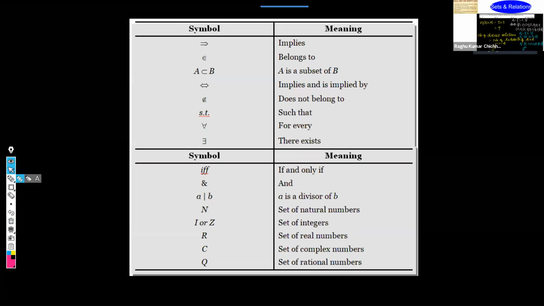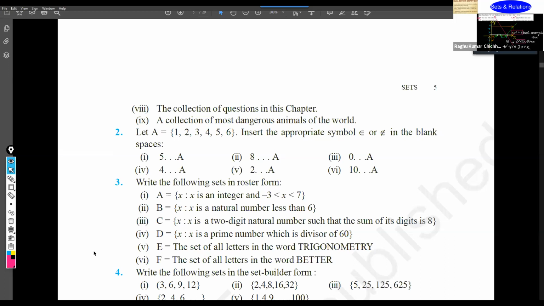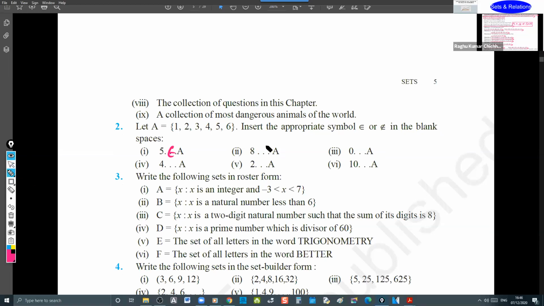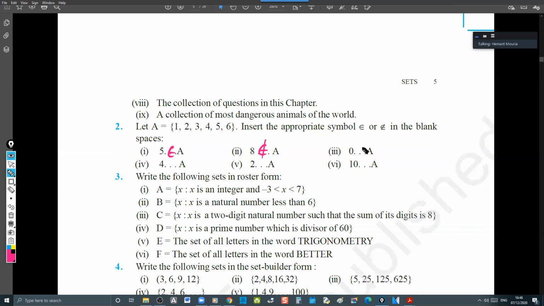Now, see this one. Read that, Maurya. Let A equal to 1, 2, 3, 4, 5, 6. Insert the appropriate symbol for belongs to or does not belong to in the blank spaces. 5 belongs to A, 8 does not belong to A, 0 does not belong to A. 4 belongs to A, 2 belongs to A, 10 does not belong to A. You are comfortable with this, no? Yes, sir.